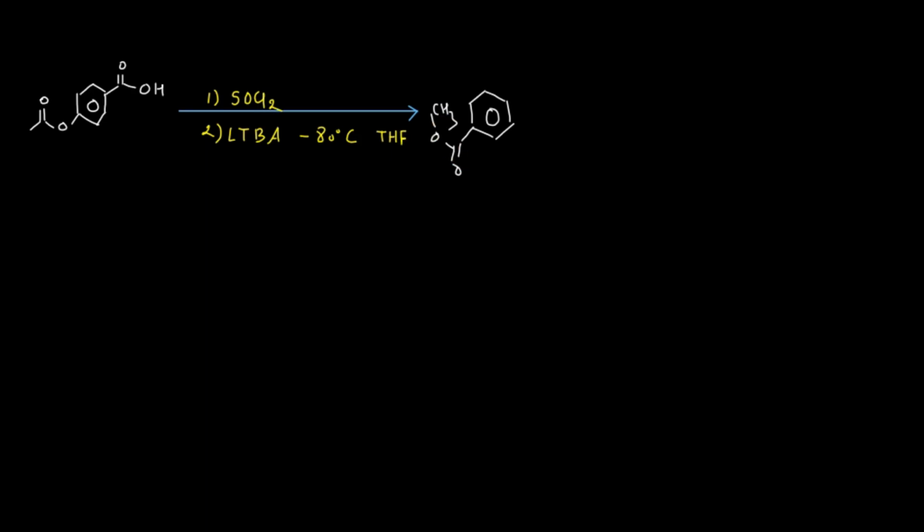So what will happen in that case? It will form C double bond O, Cl. You know, it's a very famous reaction. When you react a carboxylic acid with thionyl chloride, you produce your acid halides.